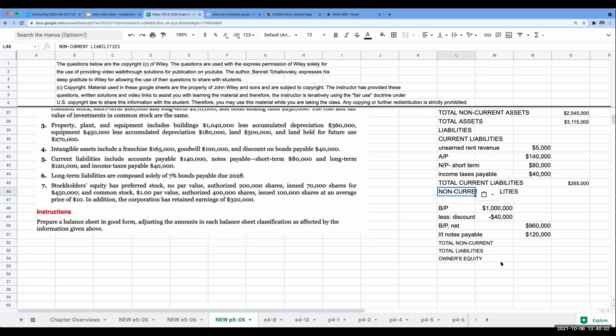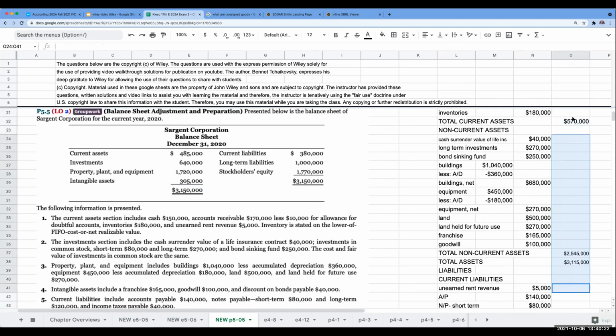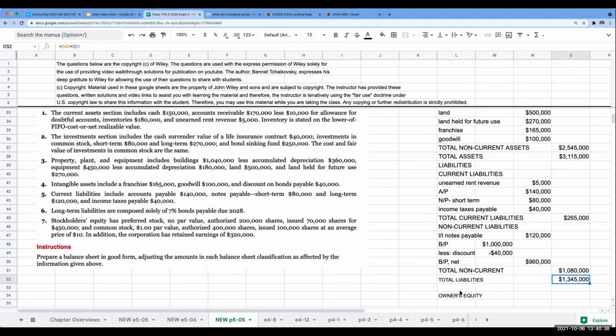My non-current liabilities are going to be, let's move this around, I had a long-term note payable. My bond payable net was 960. So my total non-current liabilities are going to be 1,080,000. And now we're ready to take a look at owner's equity, and my total liabilities are right over here. This is going to be 265 plus 1,080,000, or 1,345,000.